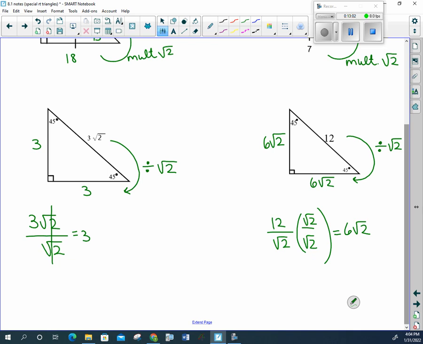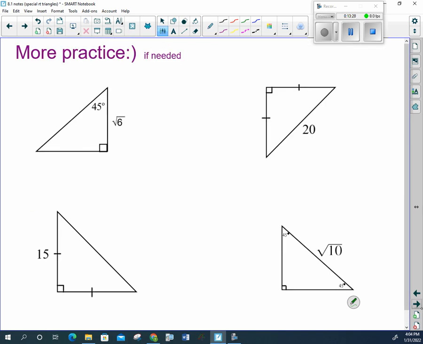So if you know the hypotenuse and you want to find a leg, divide by the square root of 2. If you know a leg and you want the hypotenuse, multiply by the square root of 2. So basically you just have to decide what your operation is. Do I multiply or divide? You would multiply if you wanted to make the length longer, and you would divide if you wanted to make that length shorter. So you'd use the ratio square root of 2.